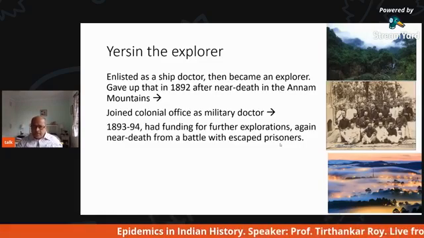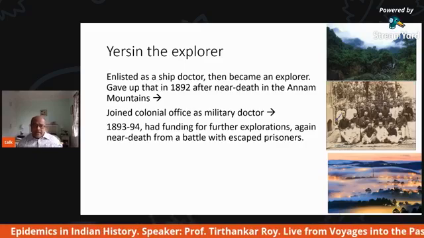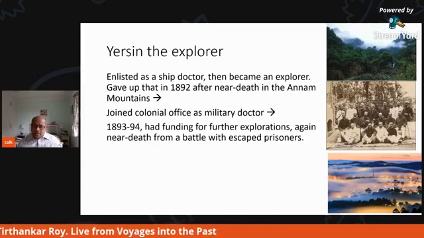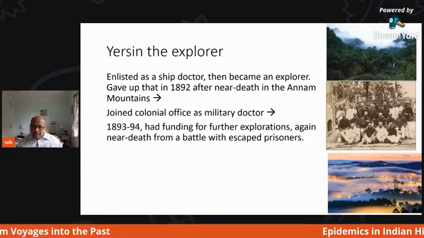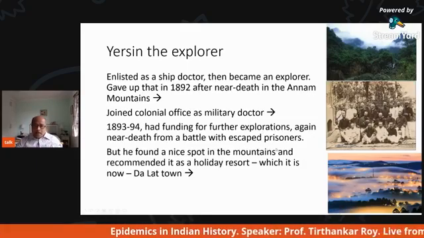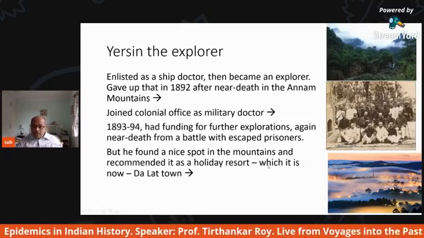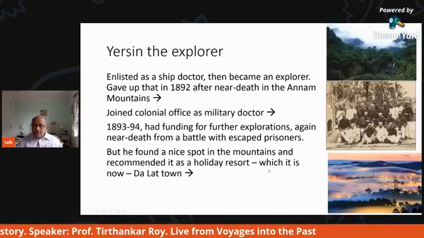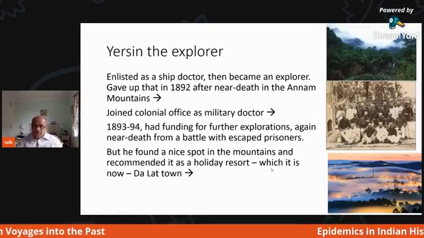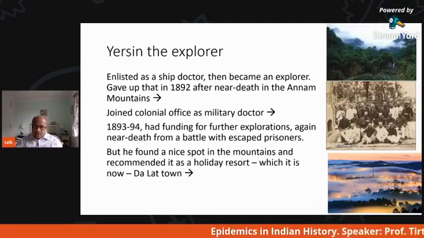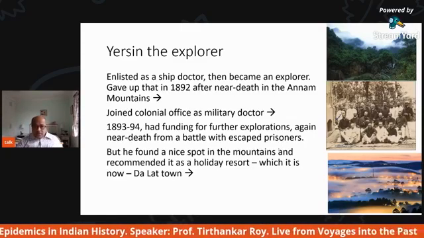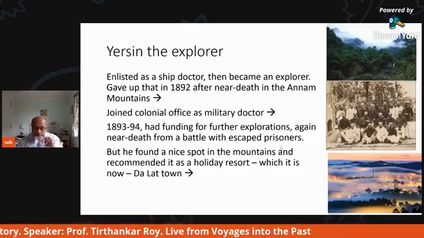He again was quite dissatisfied with it. Next year, he again went for explorations, and then had a battle with a group of five escaped prisoners, in which he again almost died. But during these explorations, he discovered some really nice villages in the mountains, which he recommended could be developed as holiday resorts. And one of these was the town of Dalat, which is in fact one of the most successful and luxurious holiday resorts in the Vietnam mountains now.